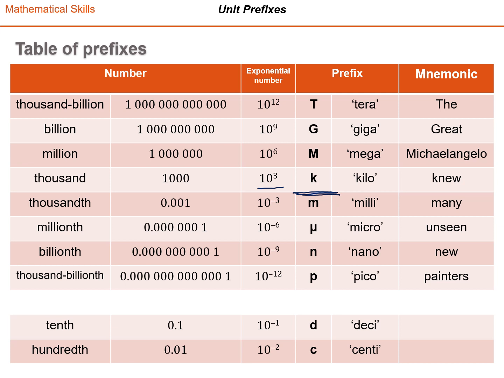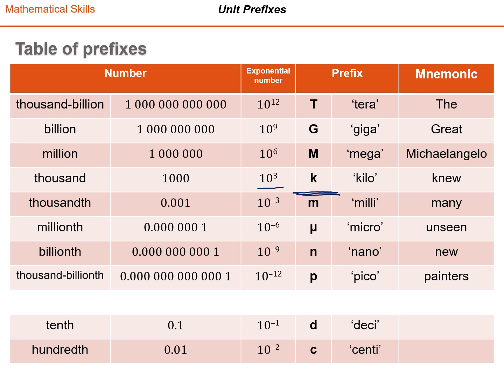The great Michelangelo knew many unseen new painters. And what we've got here, we have to particularly look at the capitalization. It is a sentence, so we capitalize T. Great Michelangelo. We're going to name Michelangelo great, so we'll call him Great Michelangelo. But after that, everything else is lowercase.